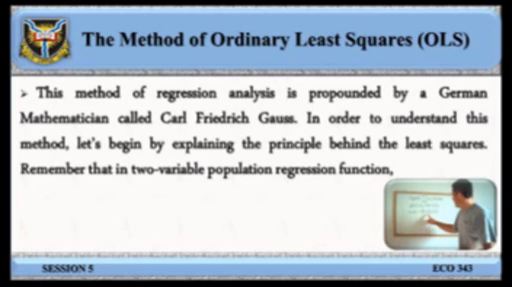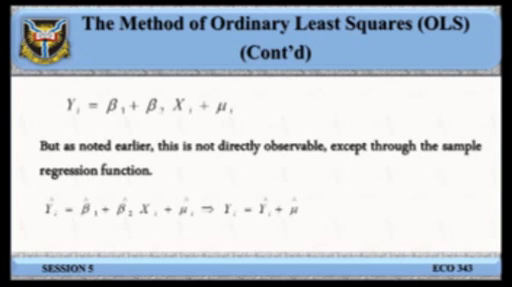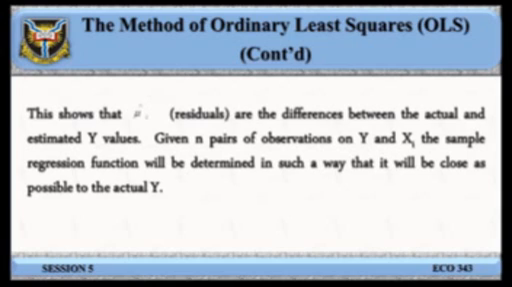In the equation below, where yi estimator is the estimated conditional mean value of yi, this sample regression function is determined through the following equation below. This shows that the residuals ui estimator are the differences between the actual and estimated y values, given n pairs of observations on y and xi.